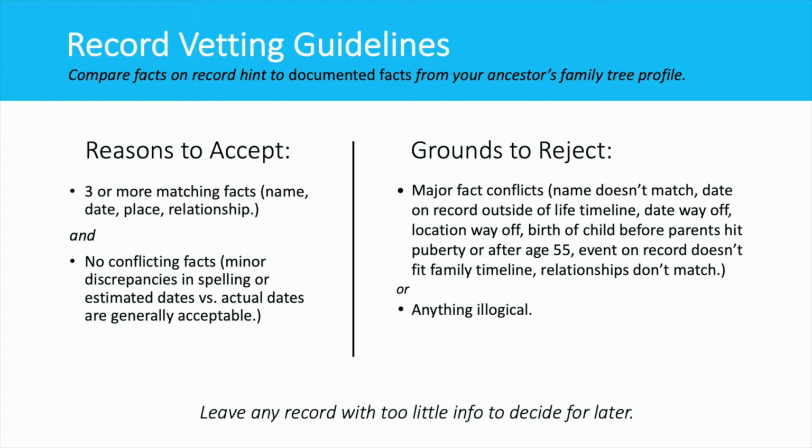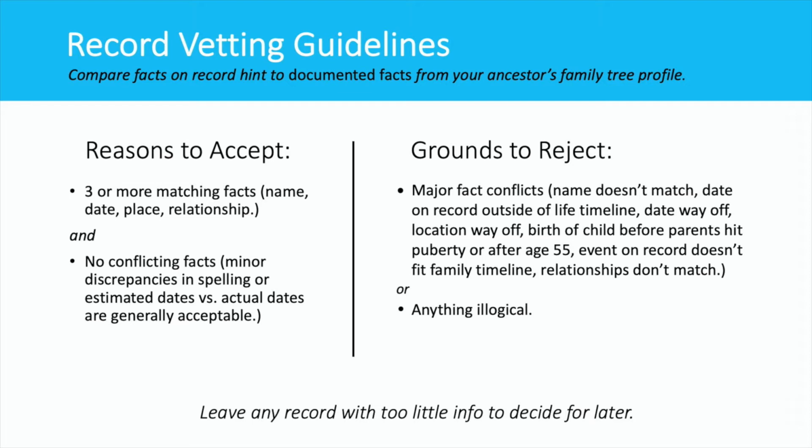But you also are looking for conflicting facts. A mismatch in names between the record and family tree. A date that is way off or falls outside of a person's lifetime. A location that is nowhere near where your ancestor lived. Or the birth of a child before parents hit puberty. These are all good reasons to reject a record hint. Minor discrepancies in spelling or estimated dates versus actual dates are to be expected.